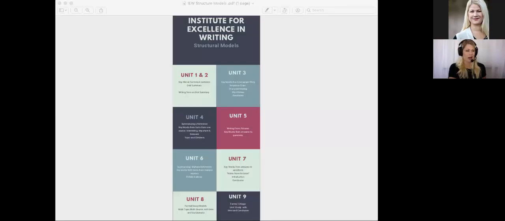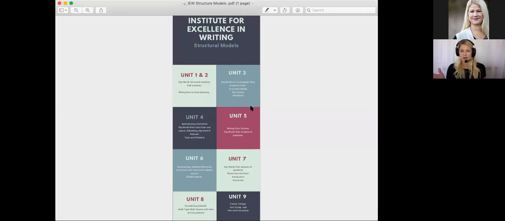So I'm going to screen share a document with you. This is the structural models of IEW. IEW teaches 9 structural models that we journey students through and teach them different elements along the way. So we begin here with Unit 1 and 2. And in Unit 1, we are just teaching students how to keyword outline sentence by sentence from a source text.